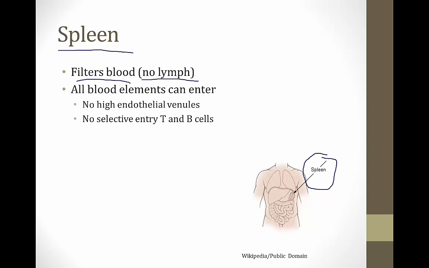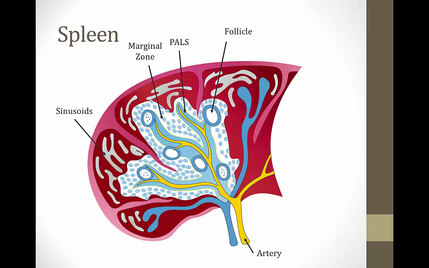And in contrast to the lymph nodes, all the blood elements can enter the spleen. There are no high endothelial venules. There's no selective entry of T and B cells. Everything that's found in the blood can percolate through the spleen so that the spleen can attempt to filter the elements in the bloodstream.